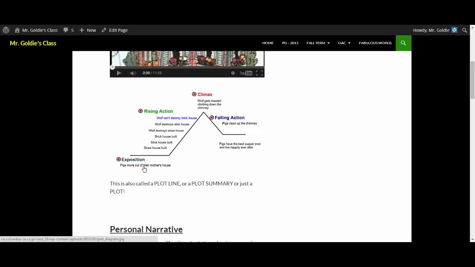First, the pigs move out of their mother's house. Then, the straw house is built. Then a stick house is built. Then a brick house is built. After that, the wolf destroys the straw house. Soon after, the wolf destroys the stick house. However, the wolf cannot destroy the brick house. So, the wolf tries to climb up to the chimney and go through the chimney, but it gets toasted climbing down the chimney. After that, the pigs clean up the chimney, and then at the end, they have the best supper ever and live happily ever after.